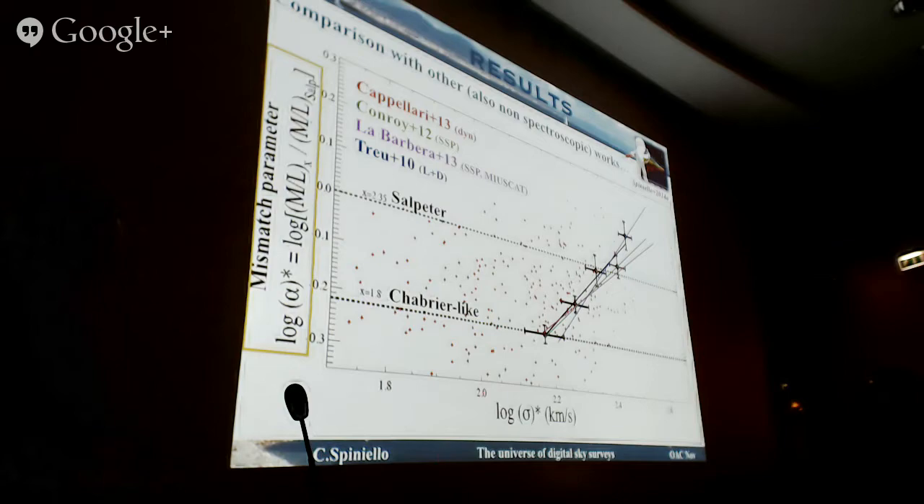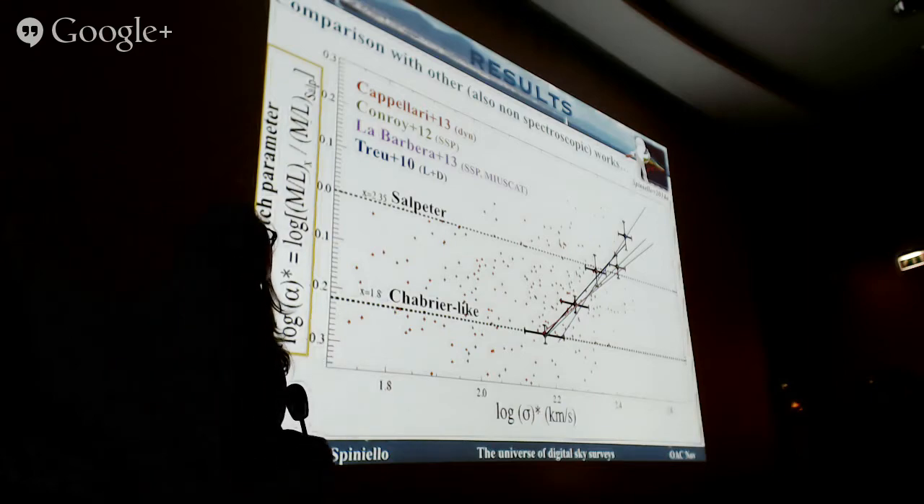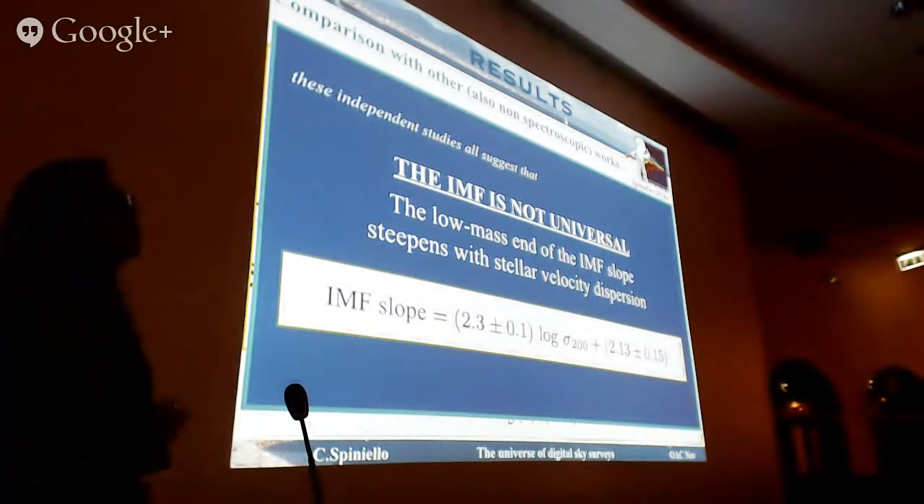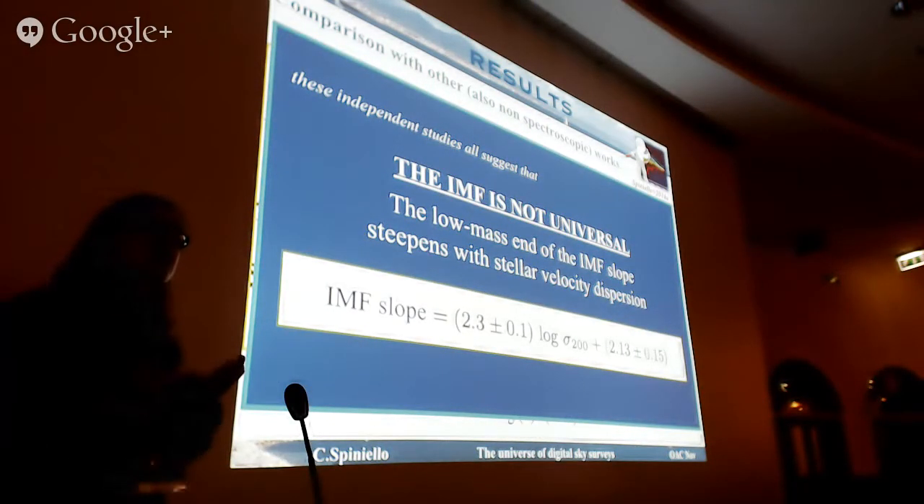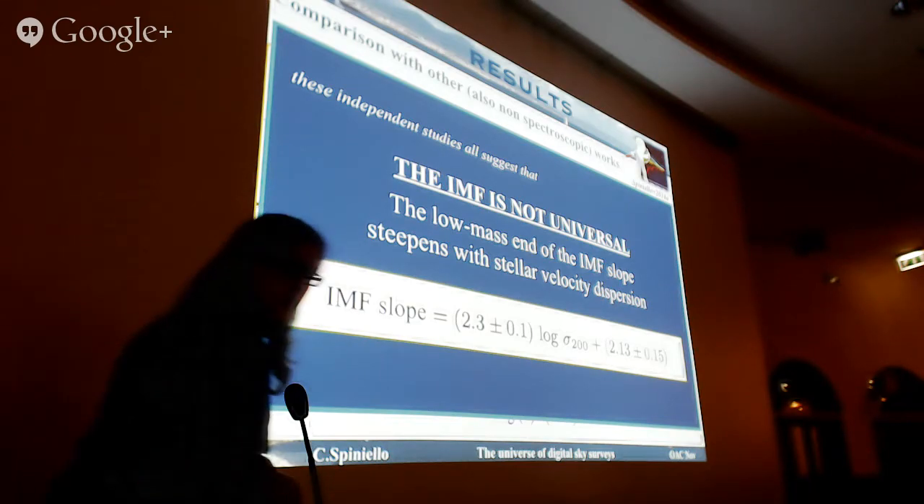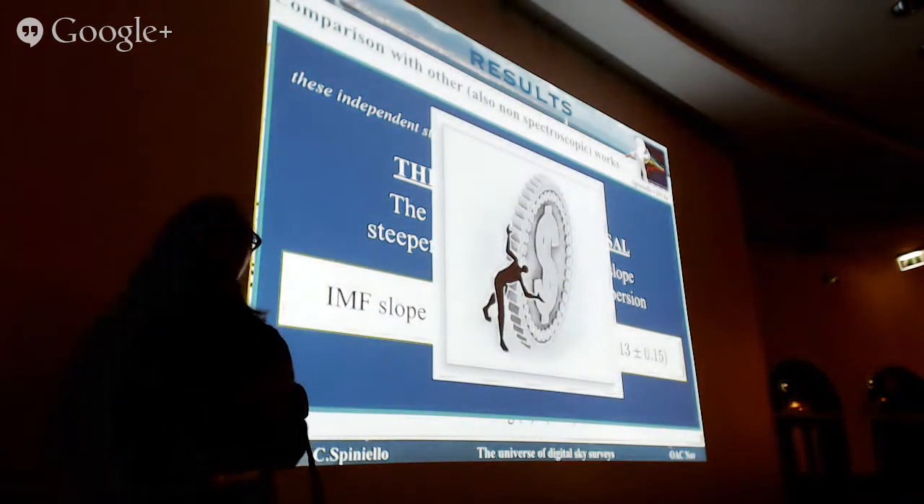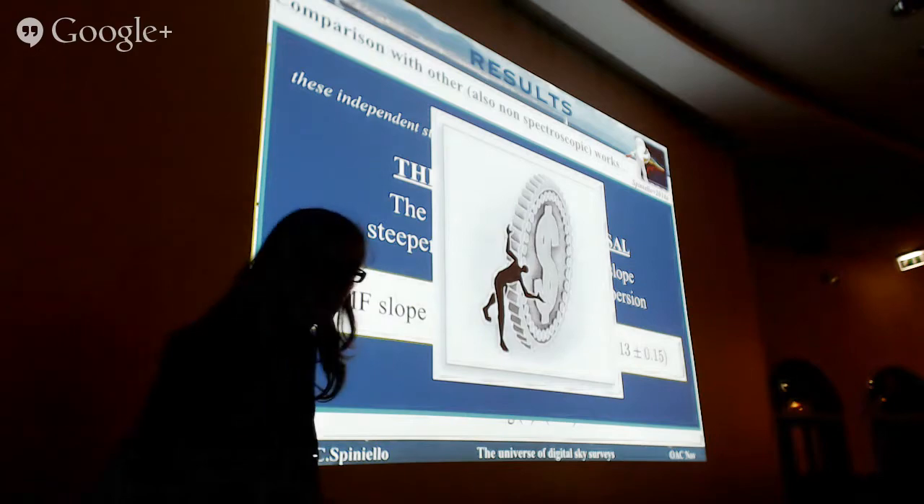But still, a clear evolution of the low mass end of the initial mass function is found if you move between 150 km per second and 350 km per second. So this is my second take-home message. The IMF slope is indeed varying. It's not universal, and its low mass end seems to steepen with stellar velocity dispersion. As I anticipated, this is just one side of the story.